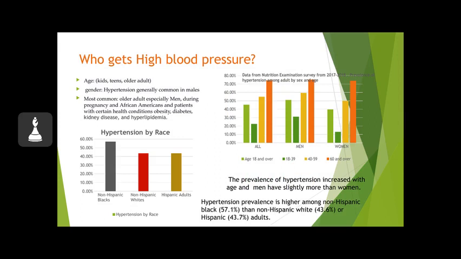Hypertension may happen to kids, teens, and older adults, and it can happen to any gender, but it's more common among older adults, especially men, during pregnancy, and among African Americans. Also, patients with certain health conditions such as obesity, diabetes, kidney disease, and hyperlipidemia.